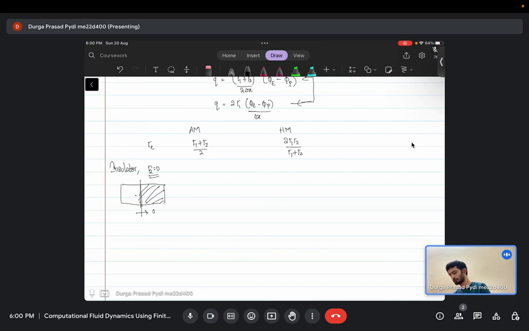But what happens when you do the arithmetic mean? You get a value of gamma 1 by 2. With the harmonic mean it is 0. So this is actually depicting the real case better than the other one. The harmonic mean is usually used compared to the arithmetic mean because it satisfies your zero flux condition.